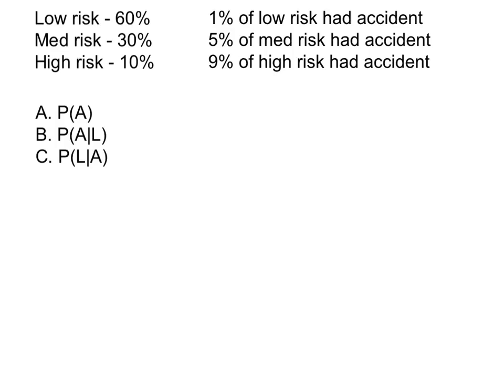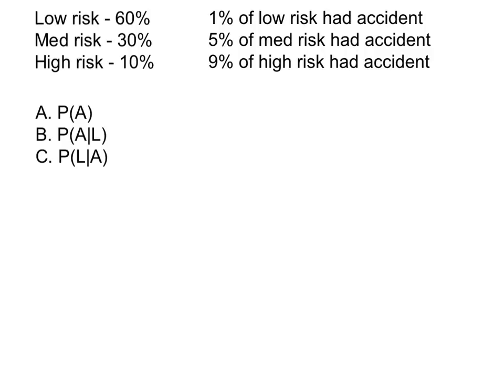An insurance company classifies its insurees as either low risk, medium risk, or high risk. 60% of those that they insure are classified as low risk, 30% are classified as medium risk, and 10% are classified as high risk. 1% of the low risk insurees had an accident in a given year. 5% of the medium risk insurees had an accident, and 9% of the high risk insurees had an accident.